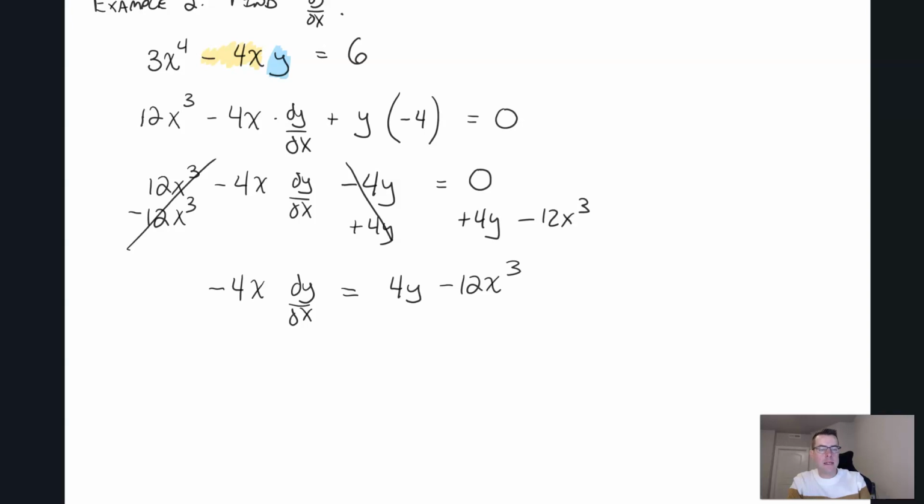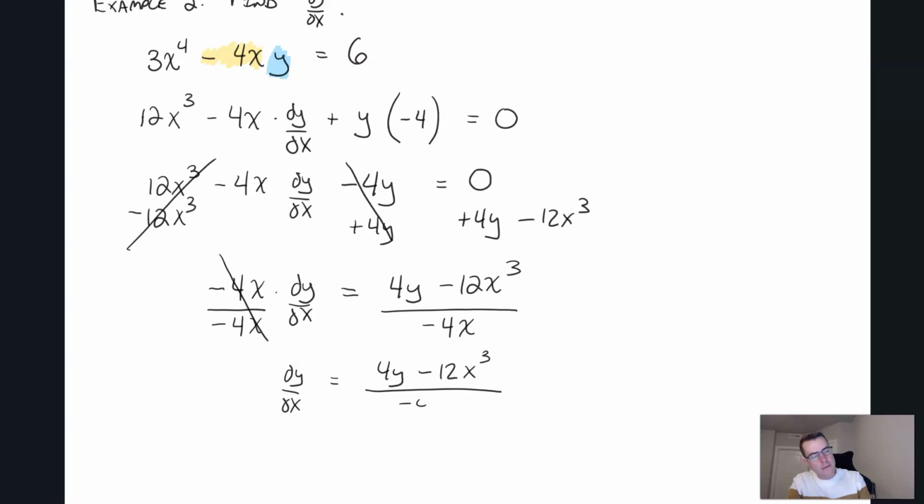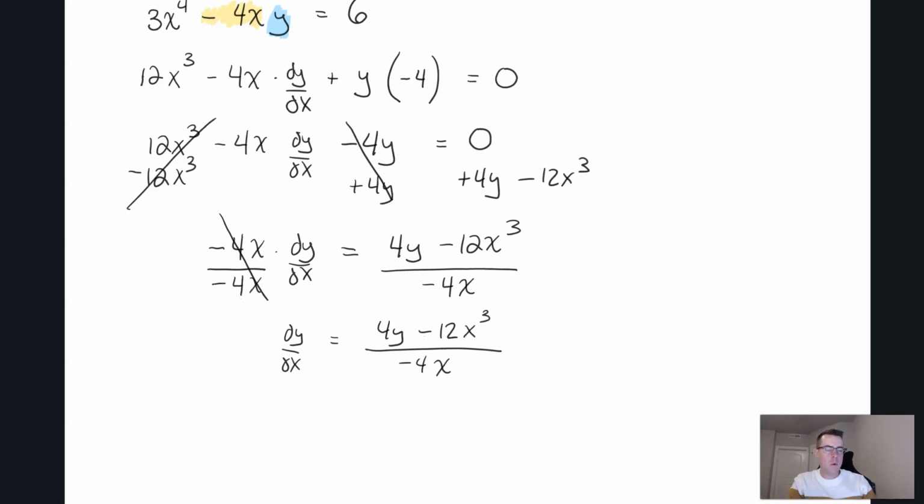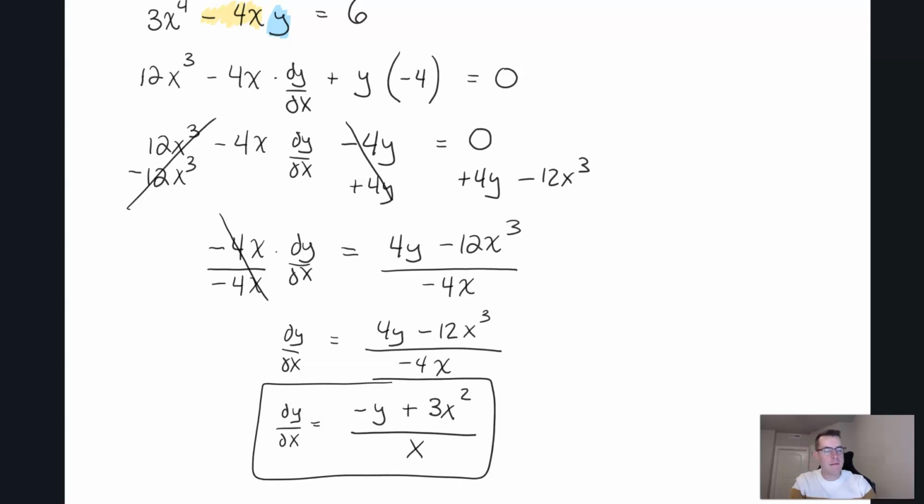So the last thing we want to do to get dy dx by itself, if it's negative 4x times dy dx, is divide by negative 4x. And so we're left with dy dx is equal to 4y minus 12x cubed over negative 4x. But we can simplify this, because you can see 4, 12, and 4 can all be divided by 4. I'm actually going to factor out a negative 4, so I'm going to divide everything by negative 4 here. So this becomes negative y plus 3x squared over just x. And that would be my final answer here.